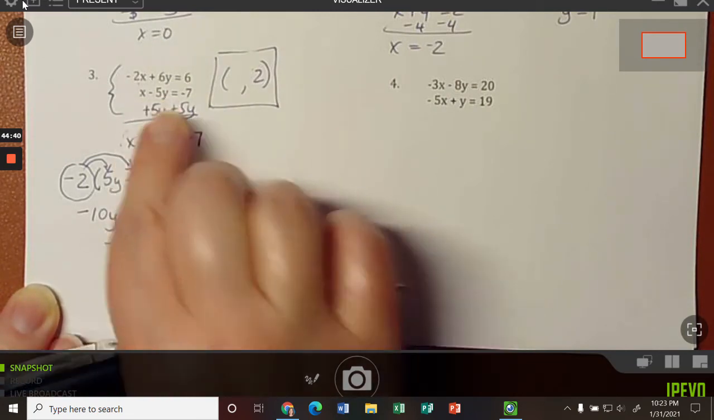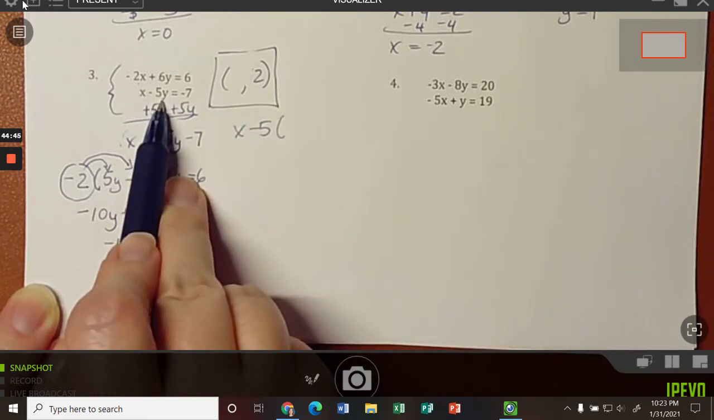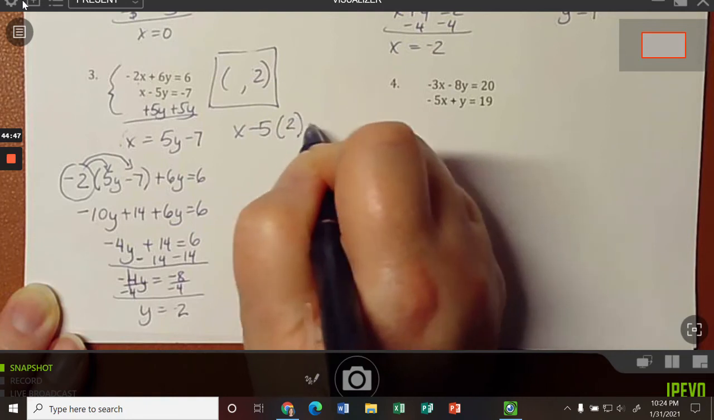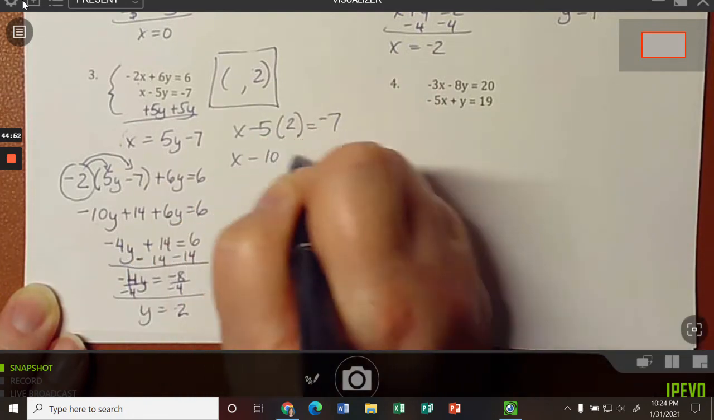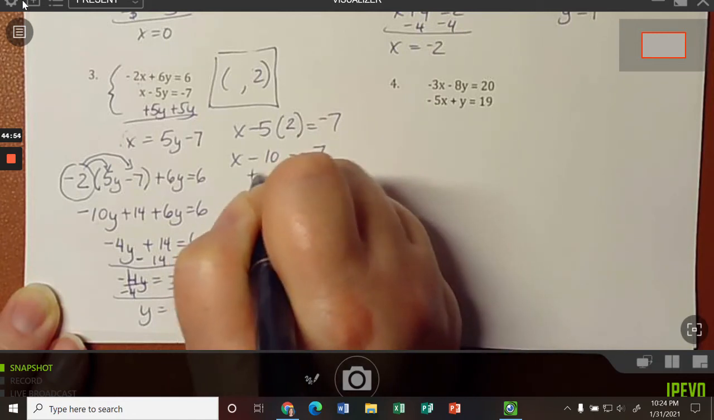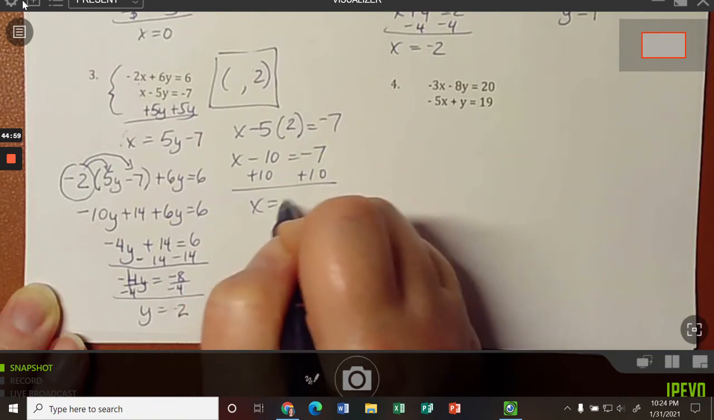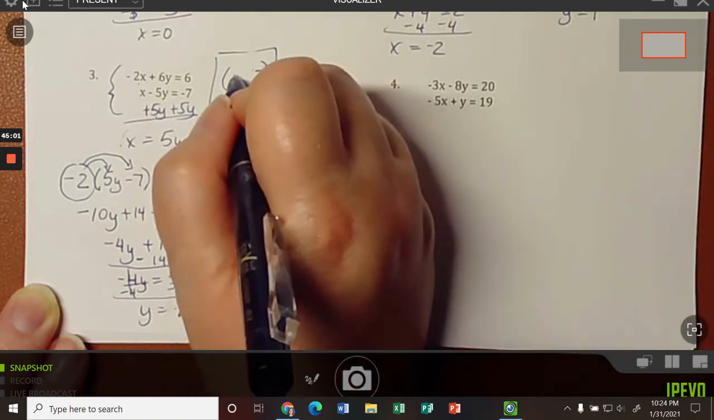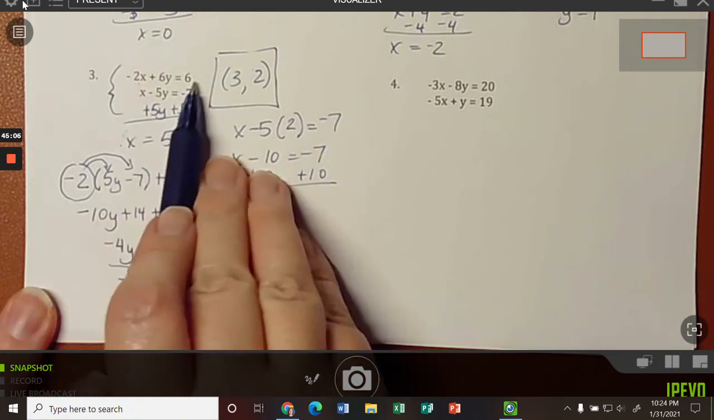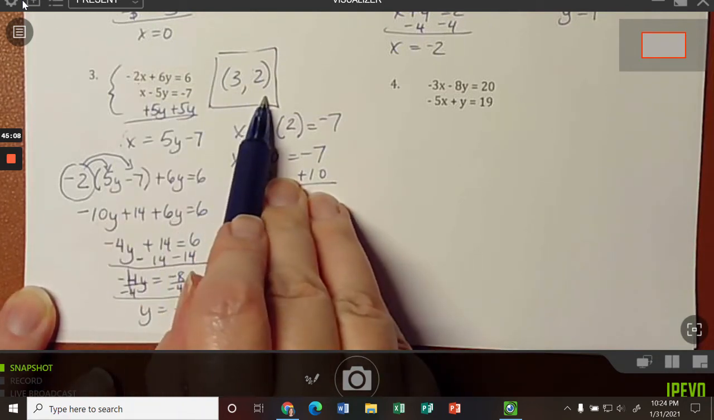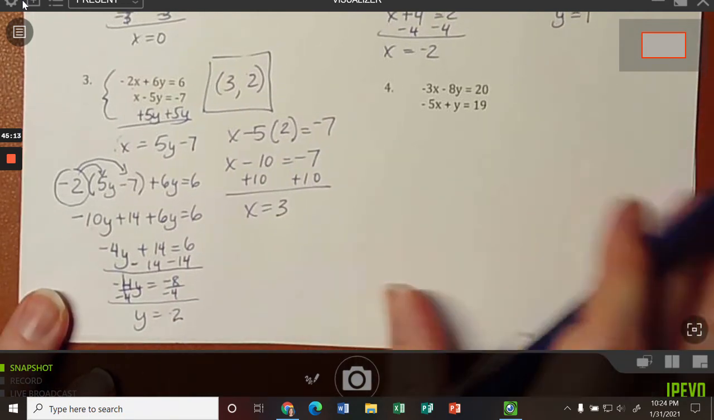So I'll use that second equation, x minus 5, but instead of 5 times y, I'm going to say 5 times 2 equals negative 7. So x minus 10 equals negative 7. Add 10 to each side, which gives us x equals 3. So our solution is 3, 2. And then you can substitute that ordered pair x, y back into both equations to make sure that it checks out. Okay, example 4.